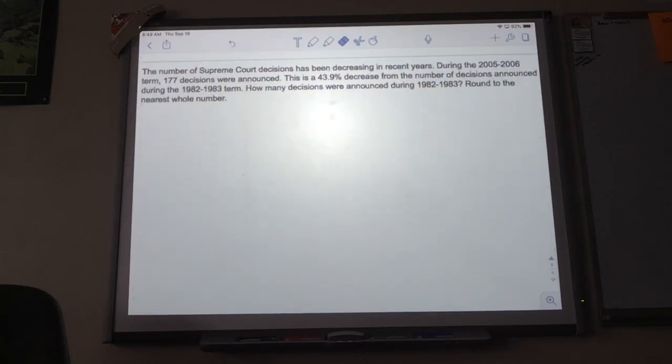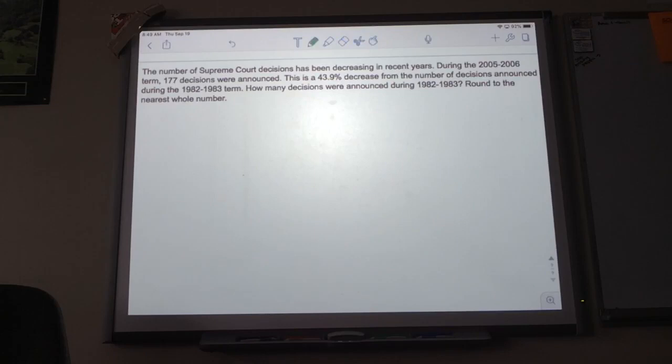All right, last one. There are a lot more words around this. The number of Supreme Court decisions has been decreasing for years. During 2005 and 2006, 177 decisions were announced. This is a 43.9% decrease. So it uses that word again. So we got to be careful. From the number of decisions announced in '82 and '83. How many decisions were announced in '82 and '83?